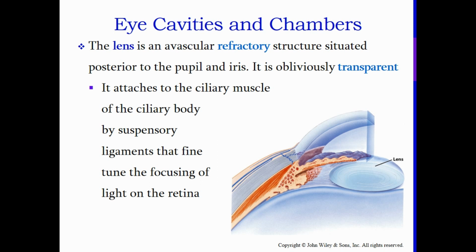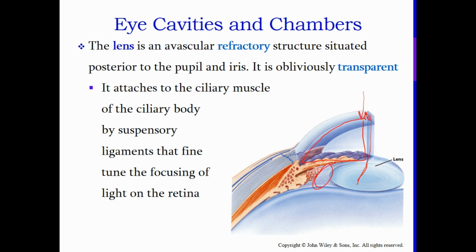So for light to get in your eye and get to the retina where the image is made, it has to pass through the cornea, through this fluid in the anterior chamber called the aqueous humor, and then it passes through the lens. When it passes through the lens, it is going to bend slightly, and this is what's going to help us. Of course, it's also going to bend slightly when it comes in the cornea, but when it bends through the lens, this is what allows us to focus the light. It attaches to the ciliary muscle of the ciliary body by suspensory ligaments, those guys right there, that fine-tune the focusing of light on the retina.